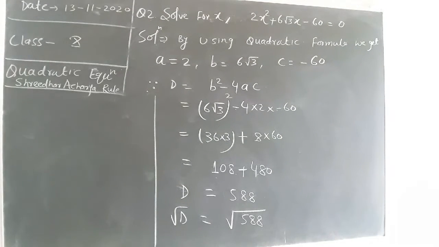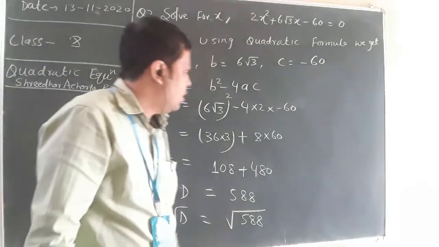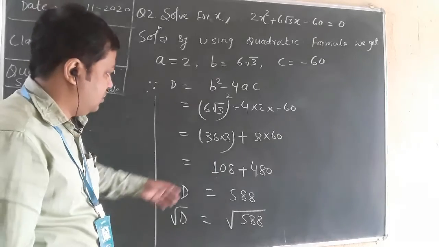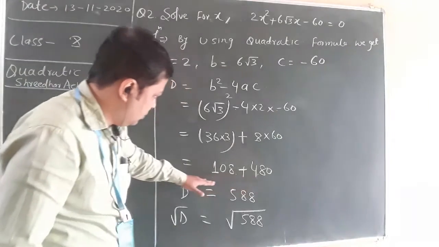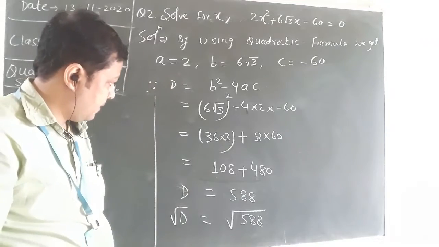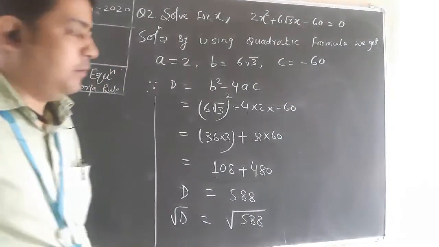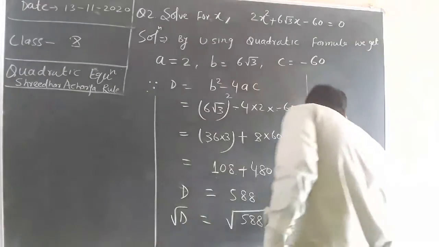After this, you need to find root D in simplest form. Either you can go with the prime factor method, or you can take the common factor here also. 12 can be a factor of this one. So we need to go for the prime factorization method.